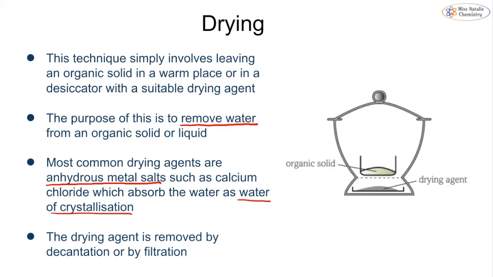And then depending on whether you have a solid or a liquid organic substance, you can remove the drying agent either by decanting, which is just careful pouring, or you can filter it and get rid of the drying agent that way. So this is just a diagram of a desiccator here, and we have our drying agent here that is going to absorb the water.